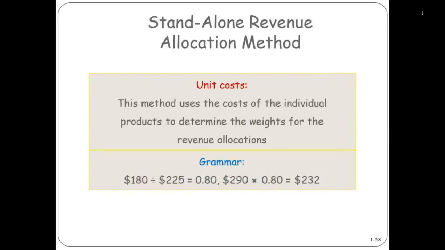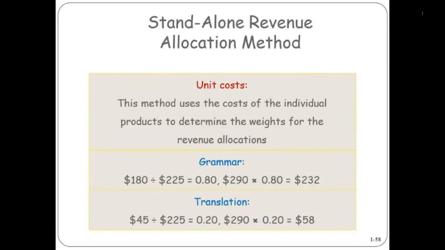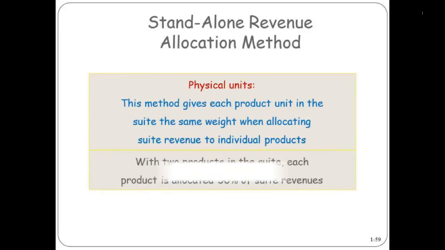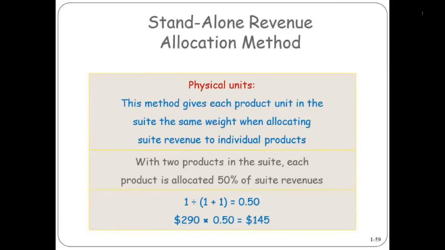Using unit cost as the guide, it turns out to be 80-20 rather than 75-25 that grammar would absorb or get the revenues for. Physical units, which would be completely unfair in this case. You're selling one grammar and one of the others. So they each would get 50% of the revenue, even though grammar is much more expensive naturally. So probably does not make sense in this case to use physical units. You would use physical units when the selling price and the costs are very similar between the products being bundled.